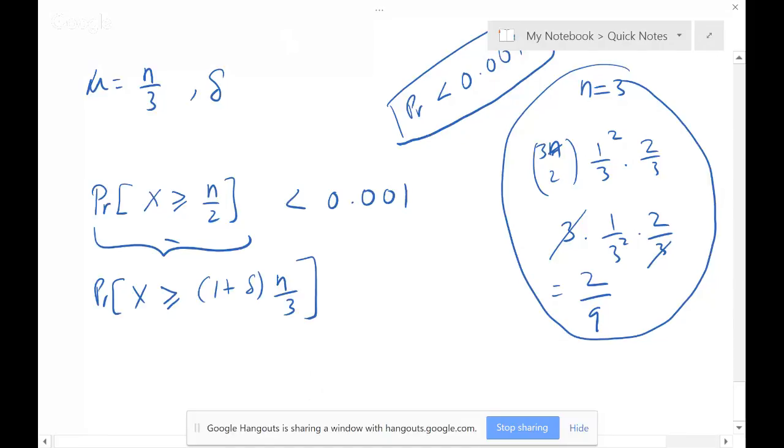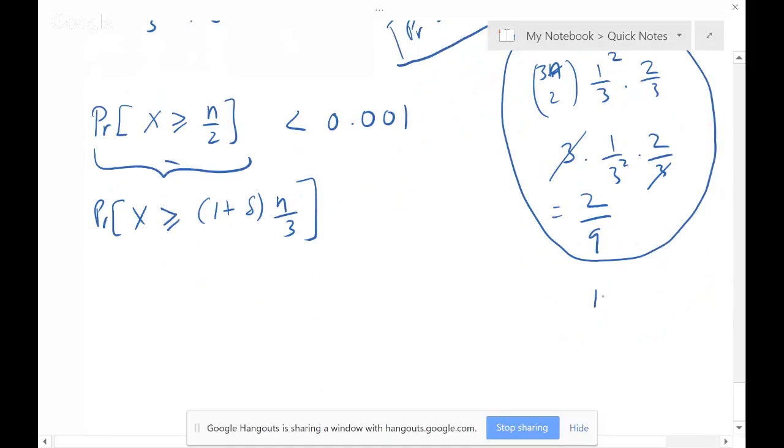So let me do that on the side here. 1 plus delta times n/3 should be equal to n/2. Solving that, 1 plus delta will be equal to 3/2, which implies that delta is equal to 1/2. Okay, so now we even have the value of delta.